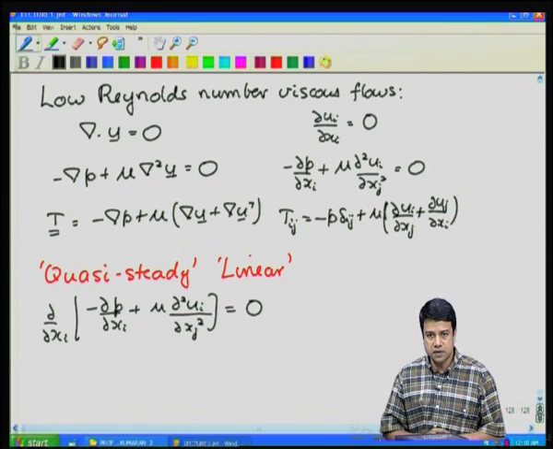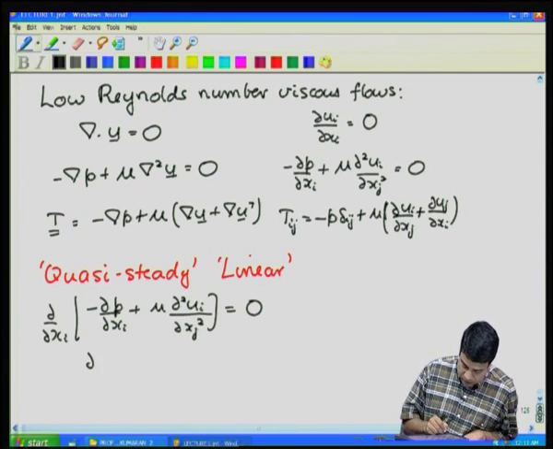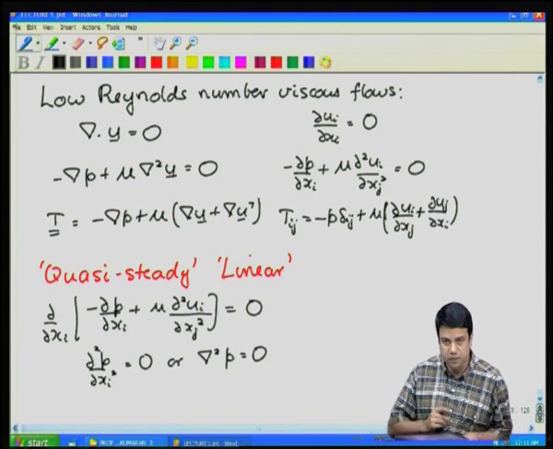And when I take the divergence of the Laplacian of the velocity, because you can interchange the order of differentiation, the divergence of the Laplacian of the velocity is also equal to the Laplacian of the divergence of the velocity. Divergence of velocity is equal to 0, and therefore, I just get the equation for the pressure as the Laplacian of the pressure is equal to 0, or del square P is equal to 0.